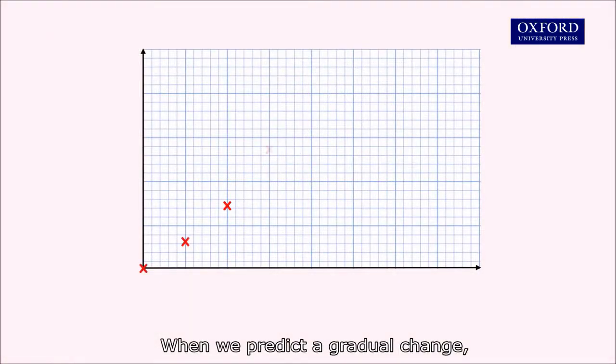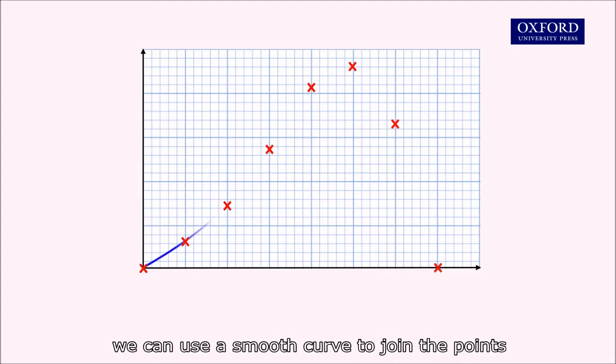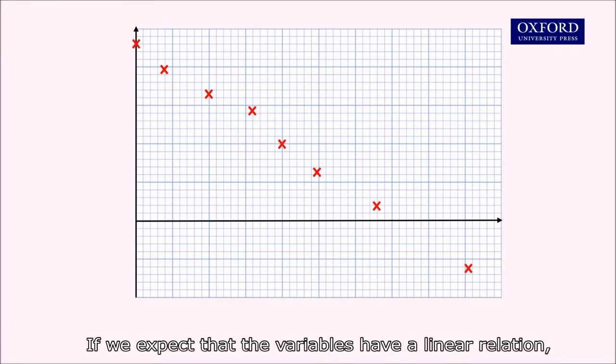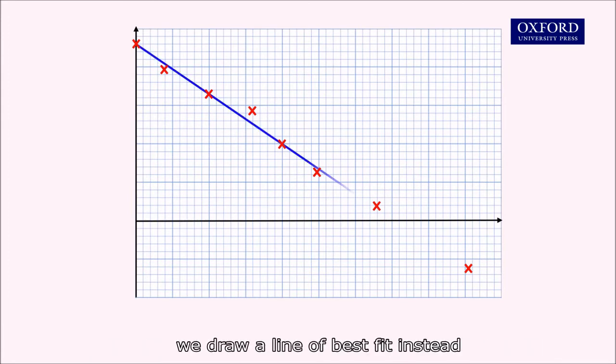When we predict a gradual change, we can use a smooth curve to join the points. If we expect that the variables have a linear relation, we draw a line of best fit instead.